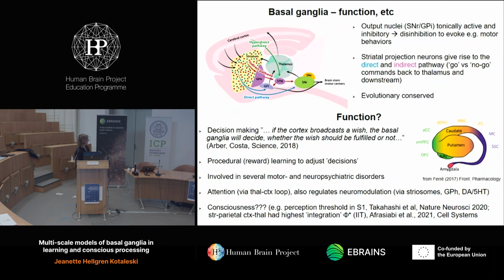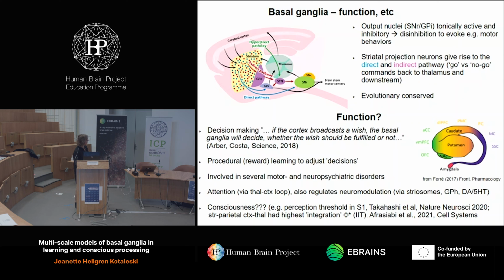And these decisions are then adjusted due to reward learning. If something goes wrong, you can get motor disorders if dopamine goes wrong, like in Parkinson's disease, or various neuropsychiatric disorders that also typically involve the frontal lobe. So you have the frontal cortex and basal ganglia thalamic loop, so working memory, attention disorders, ADHD, schizophrenia, and so on. So obviously, basal ganglia is important for attention and attentional switch and behavioral flexibility. And in line with that, it also regulates neuromodulation, which is also important for this.